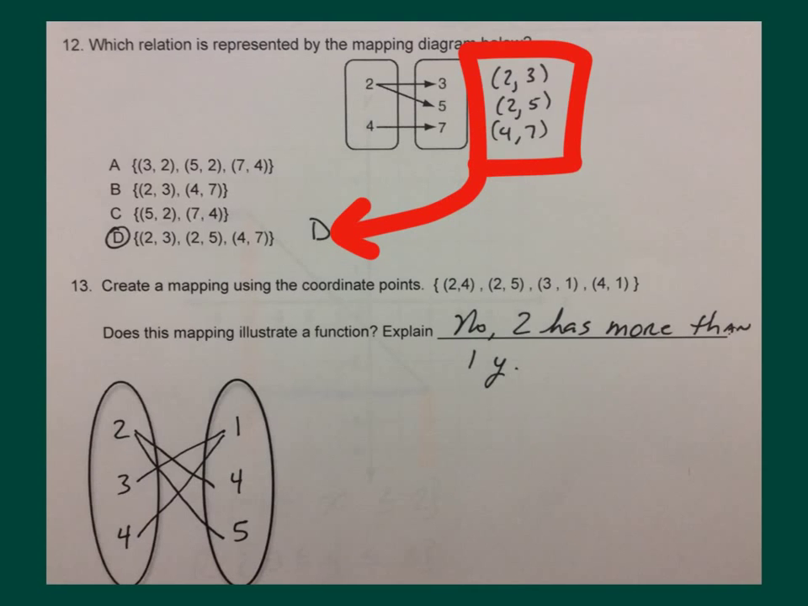On number 13, again, I created a mapping. Now remember, you only have to list it twice. So you notice that 2 and 2, I only wrote it down once. Then I have a 3 and then a 4. Then on my y's, I have a 4, a 5, and then of course I have the 1s listed just once. And then when I match them up, does this illustrate a function? And the answer is no. This 2 right here has more than one y, and that is the 4 and the 5.